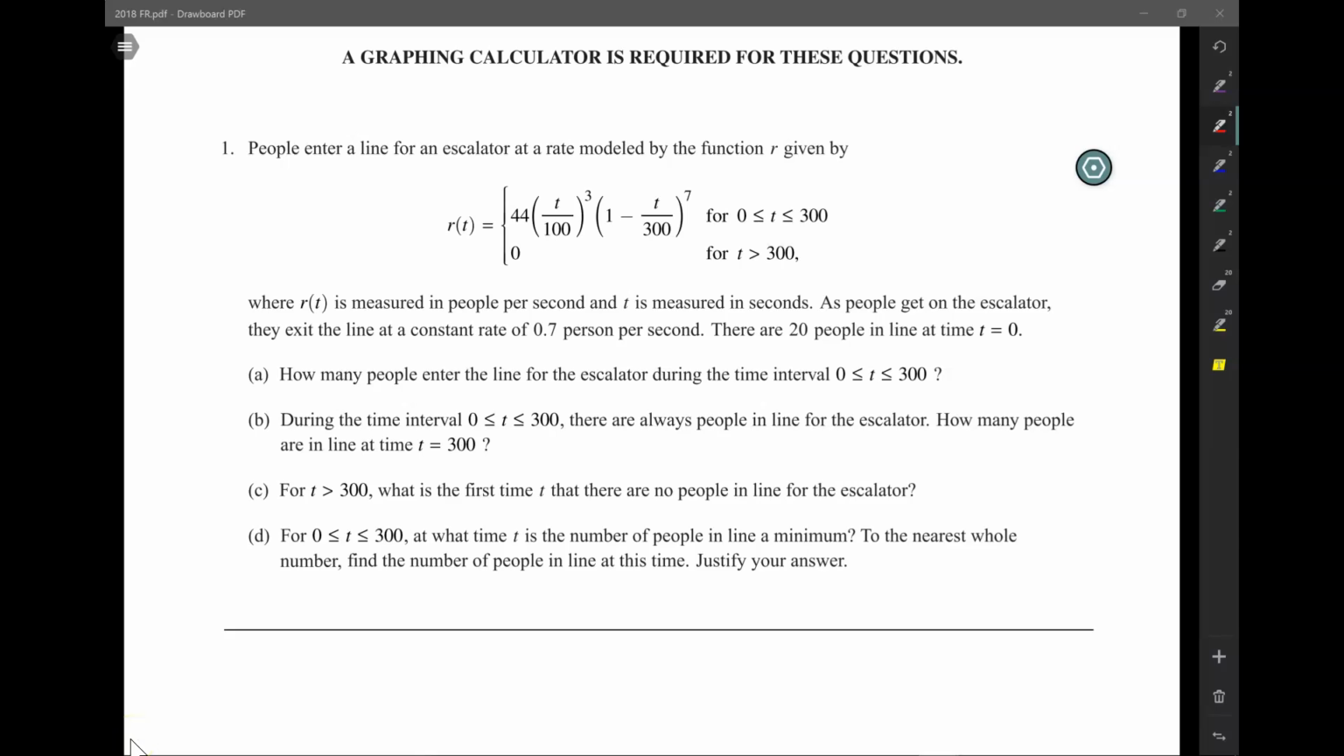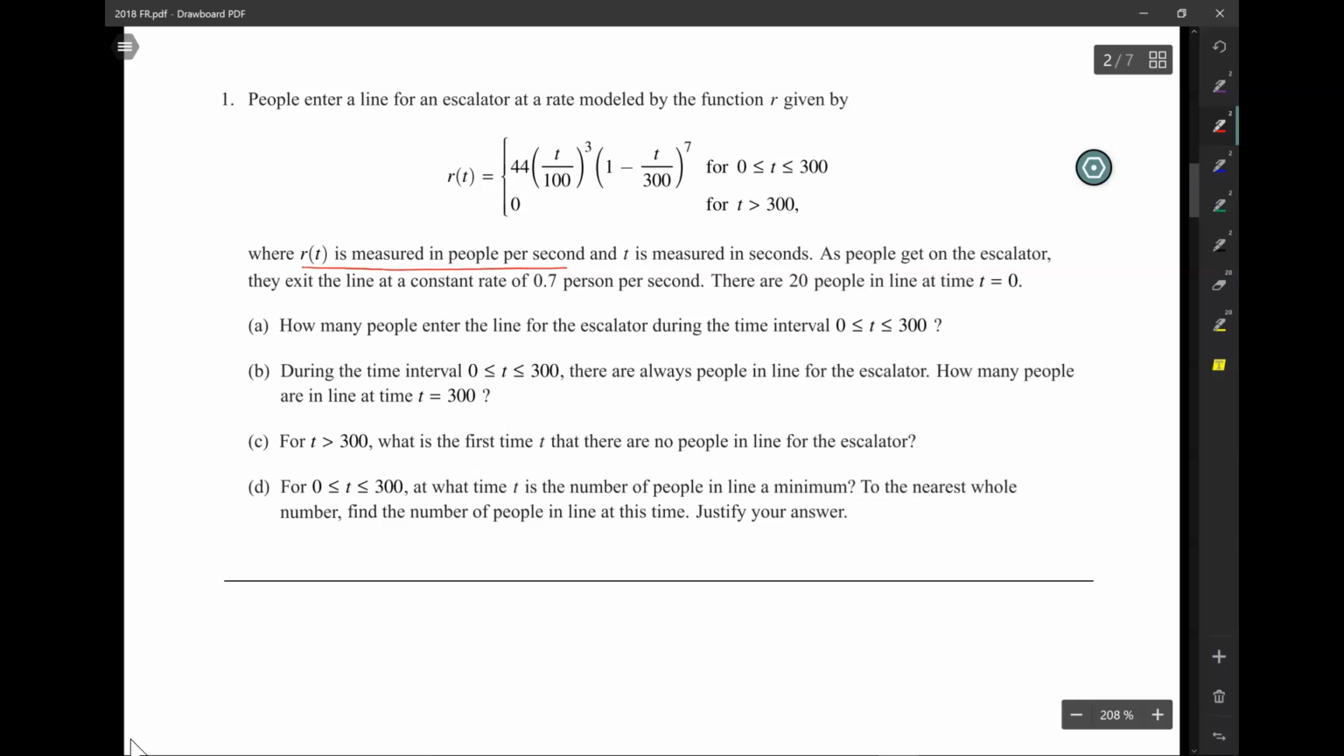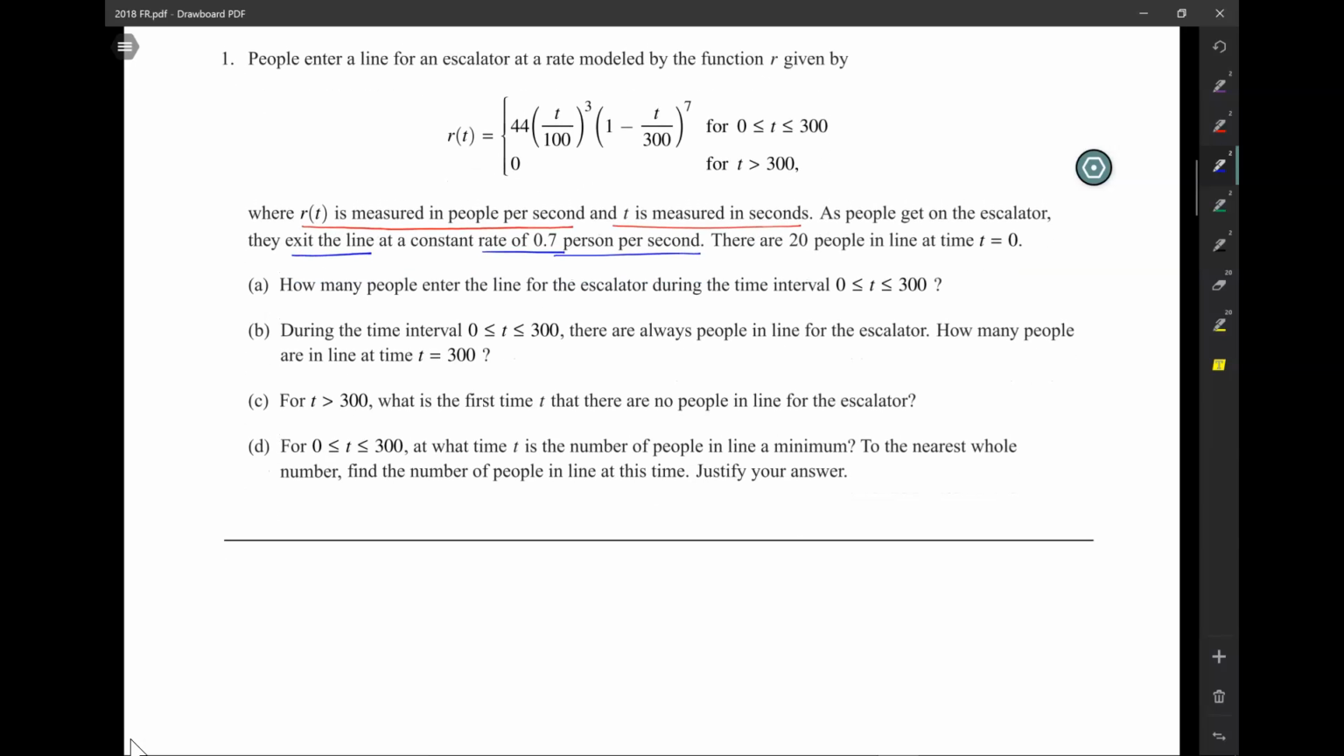Notice it's a piecewise defined function. R of t is measured in people per second. T is measured in seconds. As people get on the escalator, they exit the line at a constant rate of 0.7 person per second. There are 20 people in line at time t equals 0. Hey, that sounds like an initial condition, right? R of 0 equals 20.